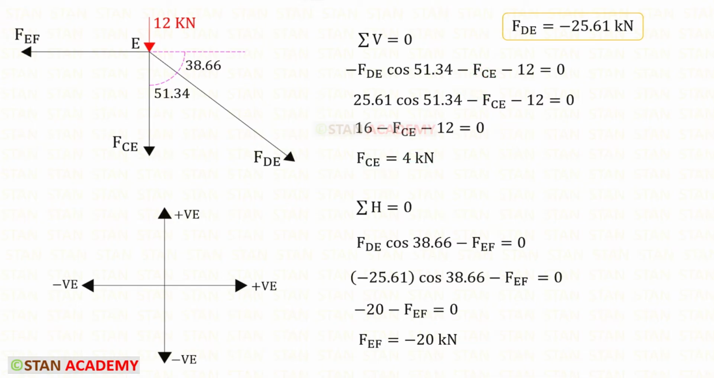Then we have to apply the rule sigma H is equal to 0. This is acting towards the left side, so it will be negative. We have to make FDE horizontal. To keep it horizontal, we need this angle. So we have to multiply cos 38.66 with the FDE. It will be acting towards the right side, so it will be positive. FDE is negative 25.61. We can apply that. For FEF, we will get minus 20.